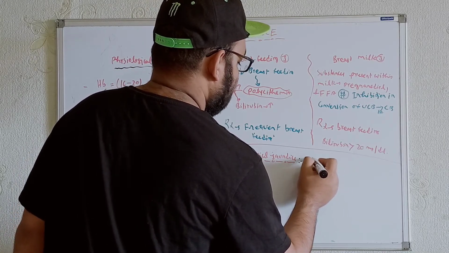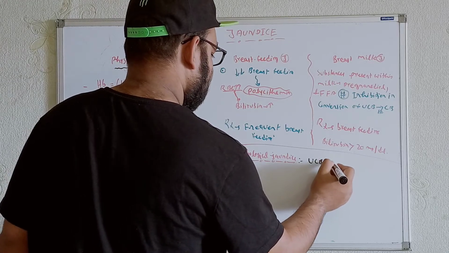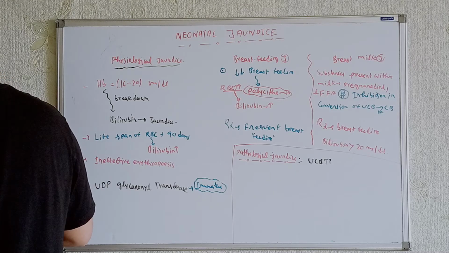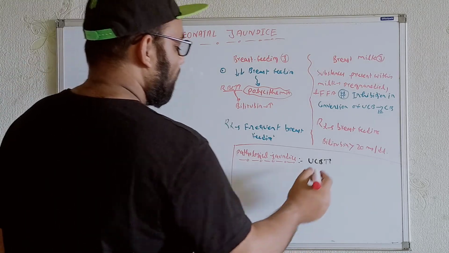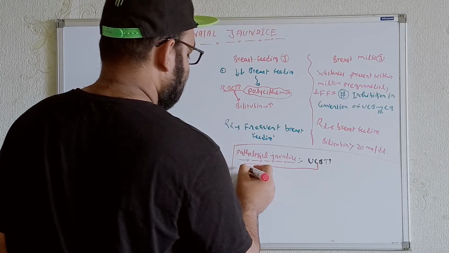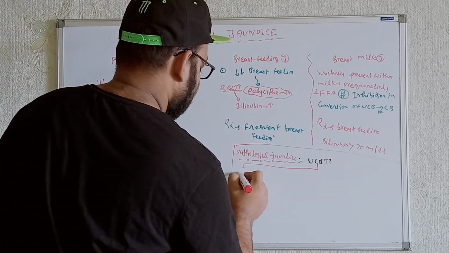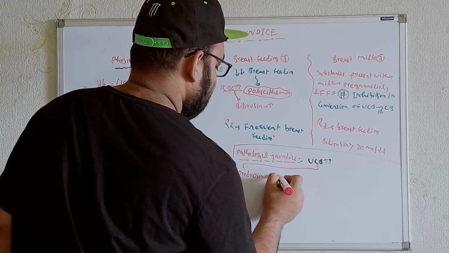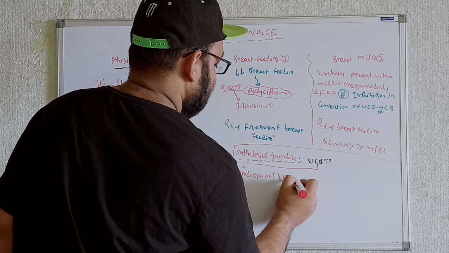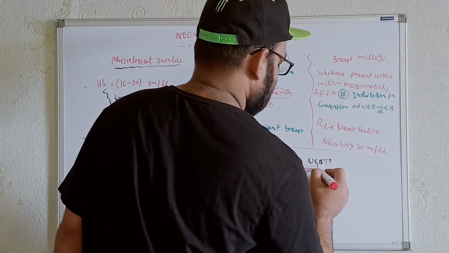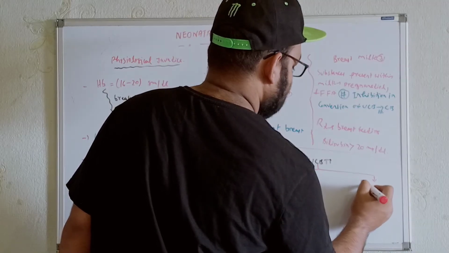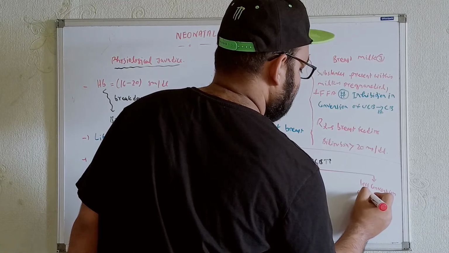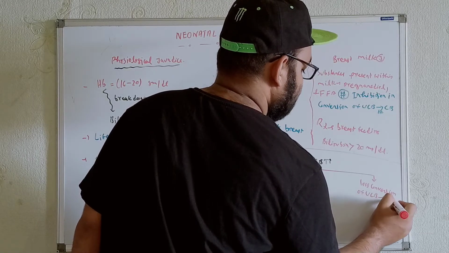If unconjugated bilirubin is increased and is causing jaundice, what types of reasons can we get? Unconjugated bilirubin can be increased for two reasons. One is the production of more bilirubin. Another is less conversion of unconjugated bilirubin into conjugated bilirubin.